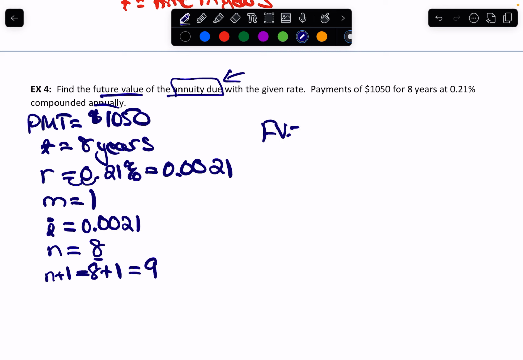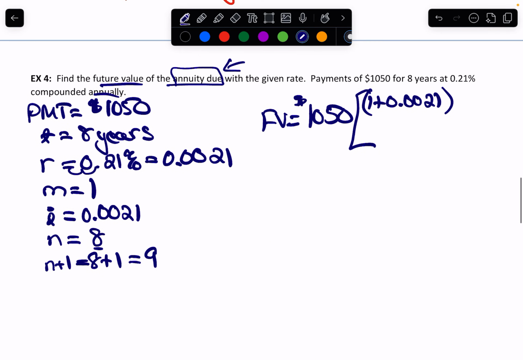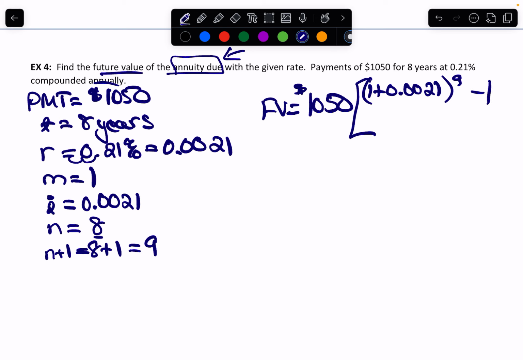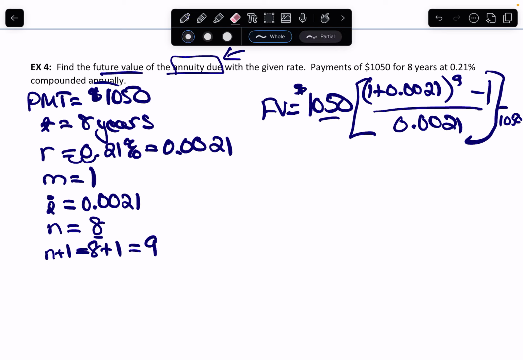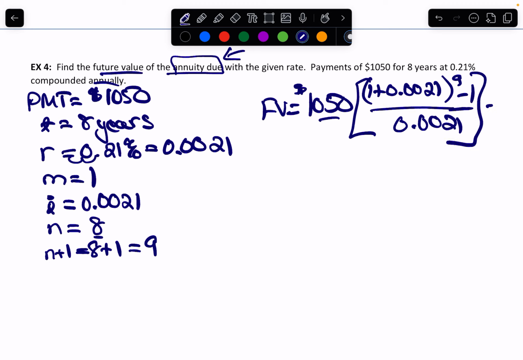Okay, so let's start plugging in numbers. So 1050 brackets 1 plus 0.0021, and this was to the power of n plus 1, so that is our 9, minus 1 divided by 0.0021, and then we are subtracting one of these, so one of the payments. And that, okay, I ran out of room here. Let me see if I can do this a little bit smaller. So minus 1, here we go, minus 1050. And when we plug it in the calculator, we get $8,479.77.